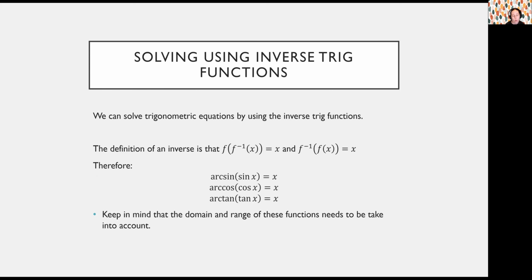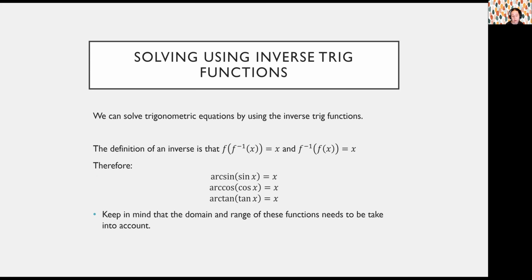So when we solve equations with trig functions, we use the inverse trig functions. And that is because they're inverses. The whole definition of inverse is that if you plug one function into the other, they cancel out and you get x. So if you take the arc sine of sine, we're going to get x. Arc cosine of cosine is x. Arc tan of tan is x, and vice versa. You can do sine of arc sine, and those will all cancel out.